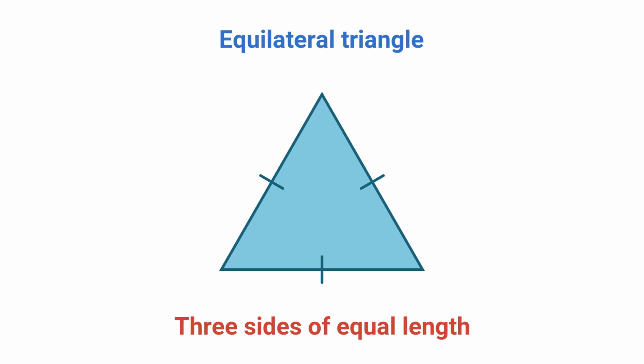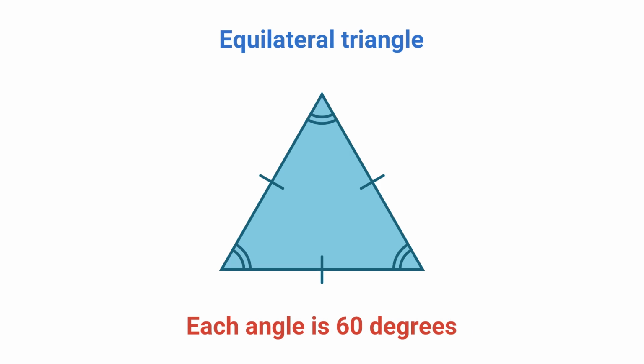This triangle has three sides of equal length. It is called an equilateral triangle. The angles of the triangle are also all equal. Each angle is 60 degrees. 3 times 60 is 180 degrees.